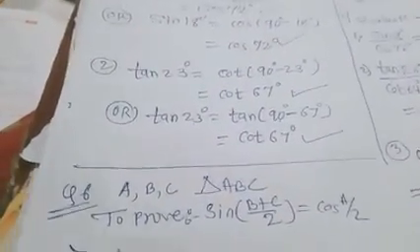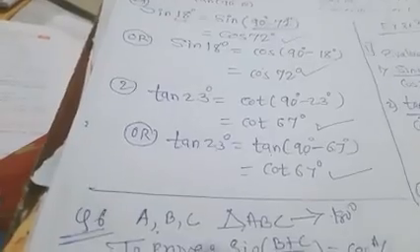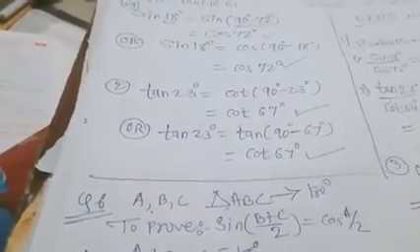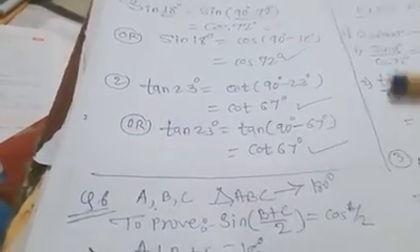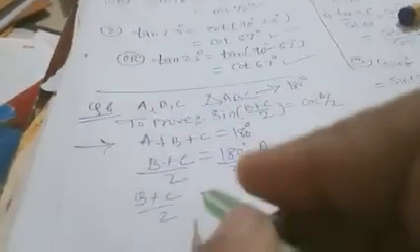See now. A, B, C are the angles of a triangle, and you know that the addition of the three angles in a triangle is 180 degree. Therefore, A plus B plus C equals 180 degree. Clear? Then B plus C is equal to 180 degree minus A. Divide by 2 to all terms. Then B plus C upon 2 is equal to 180 by 2, which is 90 degree minus A by 2.